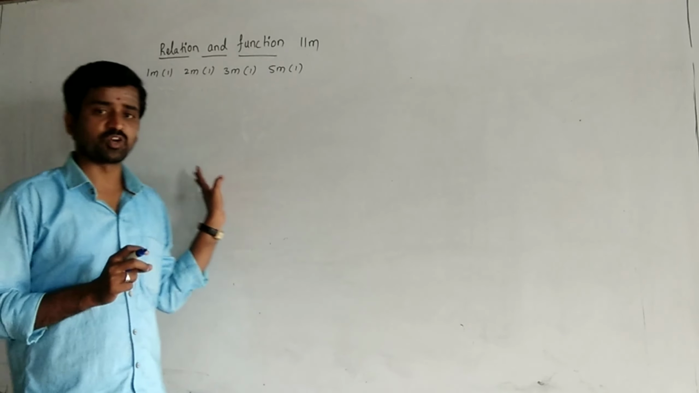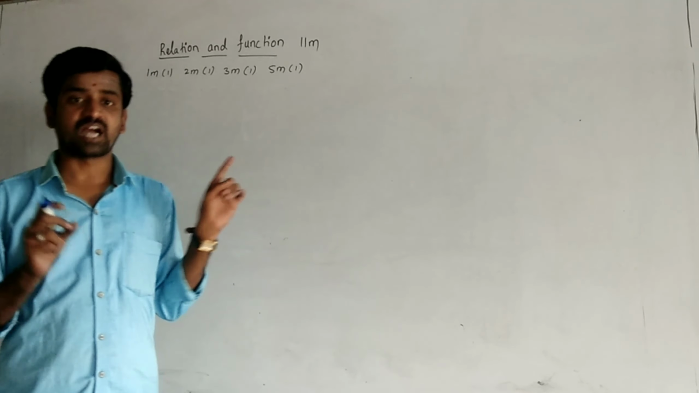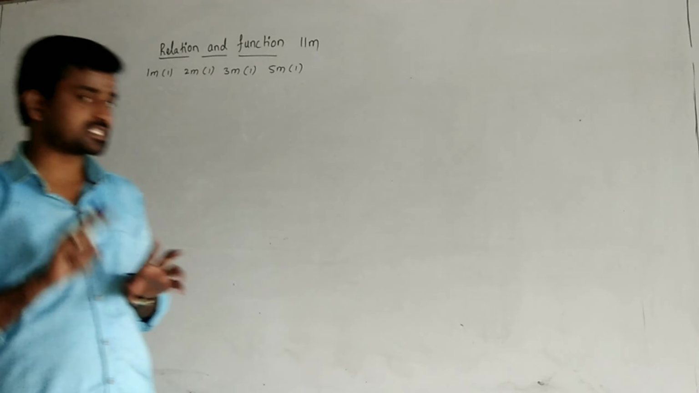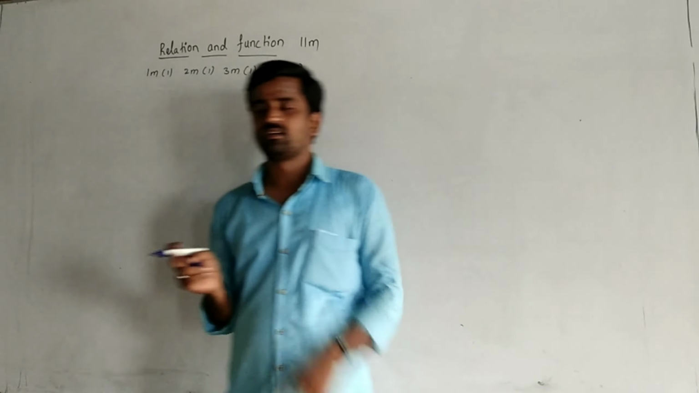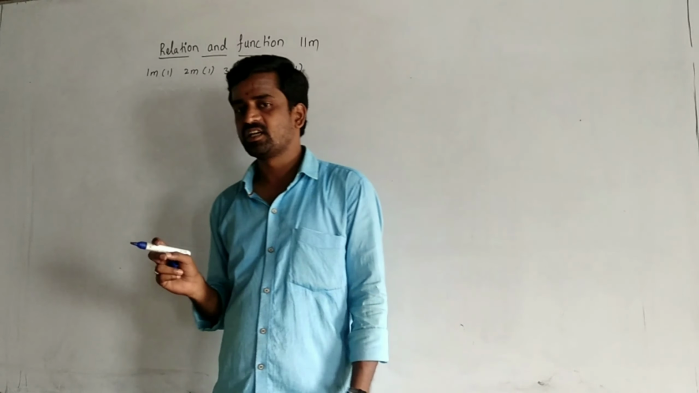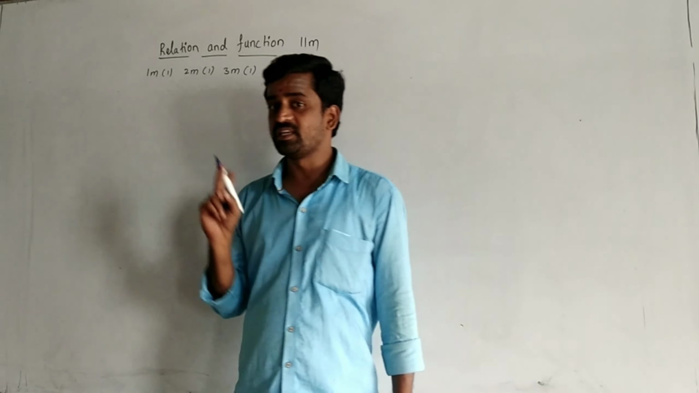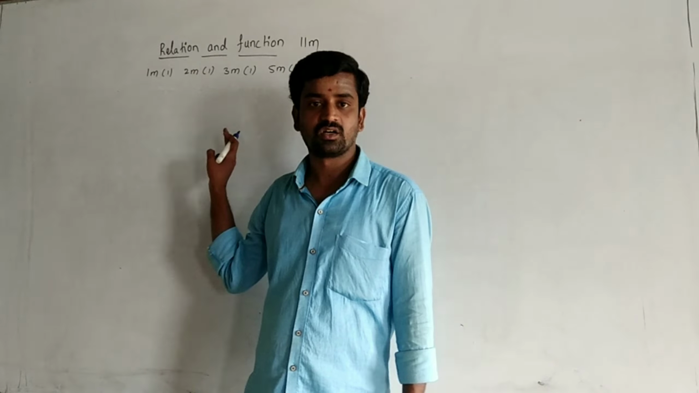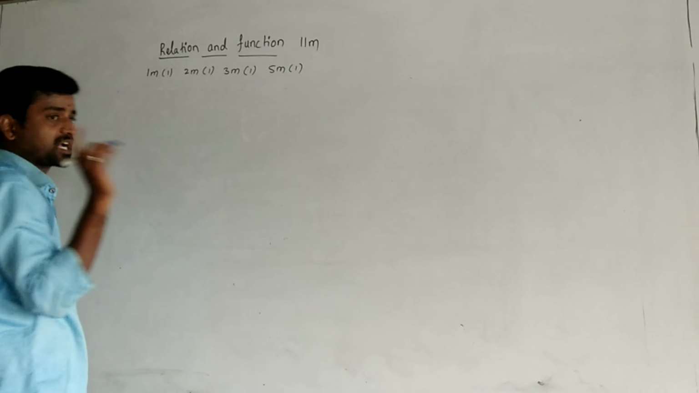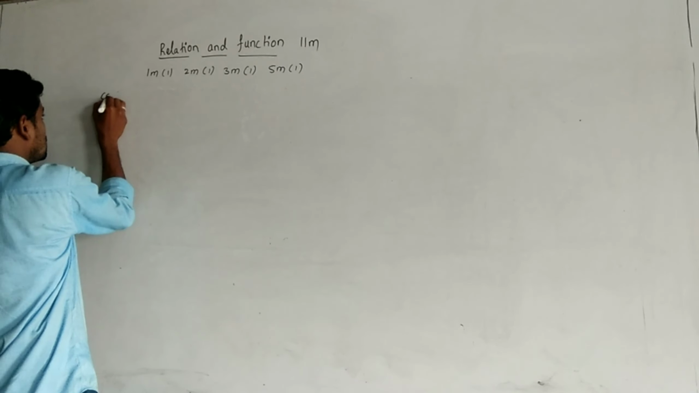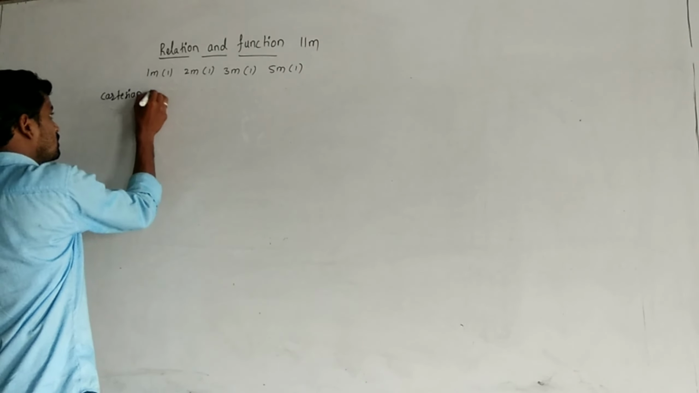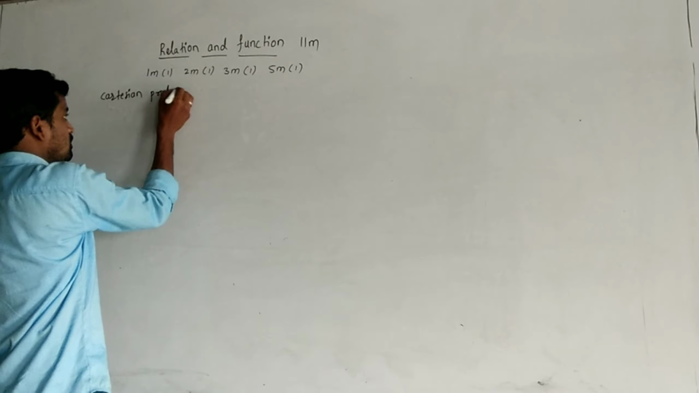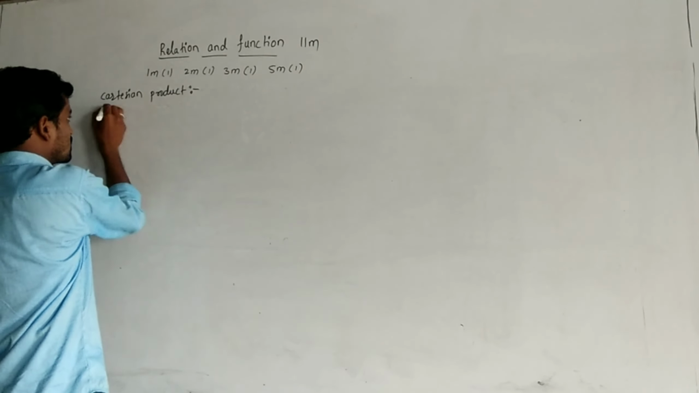First, Cartesian product. In that Cartesian product, set of first element is domain, set of second element is range, and the whole set B is called codomain. First, Cartesian product. Cartesian product.